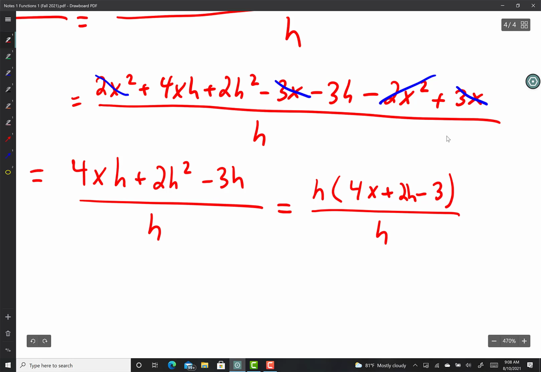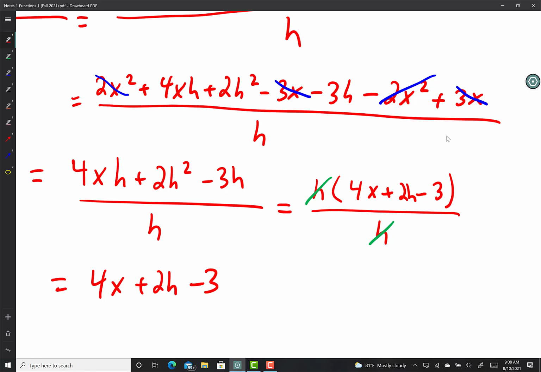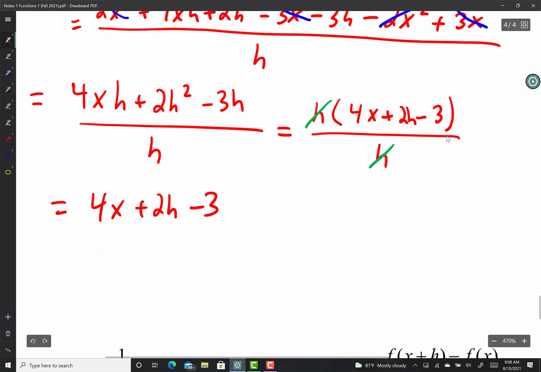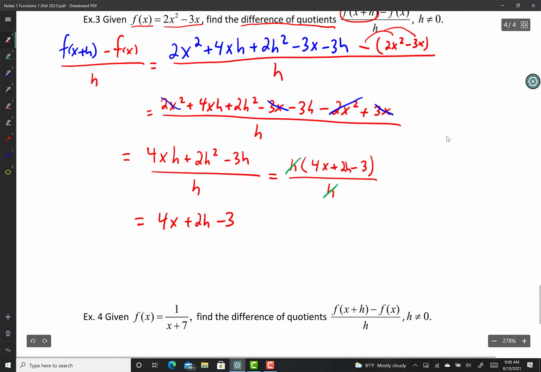What can I cancel out? One of these h's. My final answer: 4x plus 2h minus 3. And when we get to calculus, we'll worry about what that h means. But for now, that's my solution to that expression.